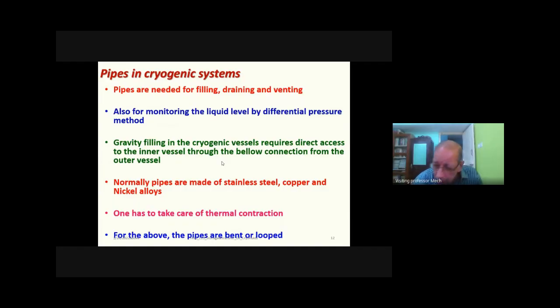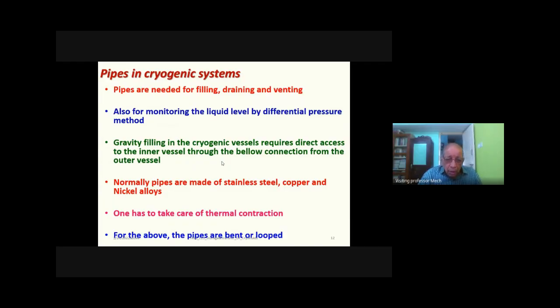And since you know the density of the fluid, you can calculate the height of the liquid inside the cryogenic tank. Now, methods for filling are, for example, gravity filling in a cryogenic vessel. It will have direct access to the inner vessel through the bellow connection from the top, so you can connect it up and it can be filled in. Or if you are looking for an alternate filling arrangement like pressure filling, then it can be connected either at the top or at the bottom through the appropriate pipelines.